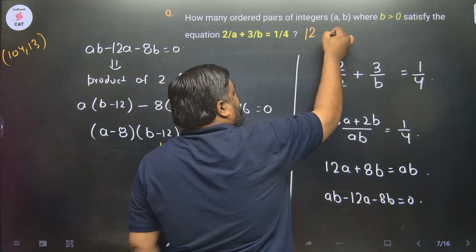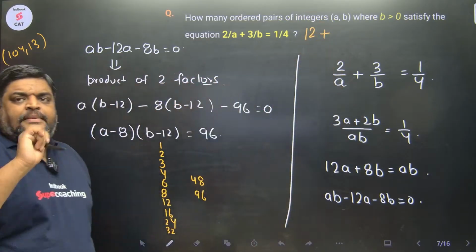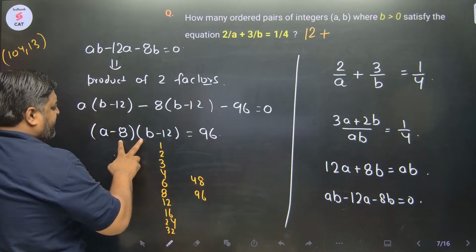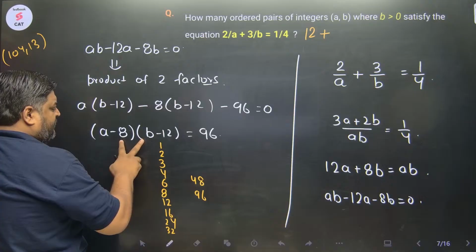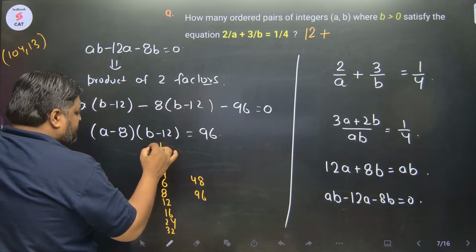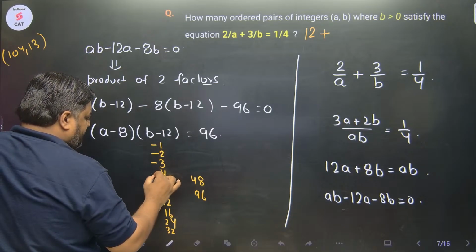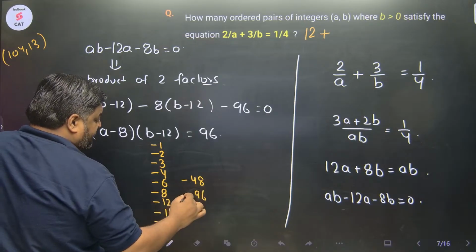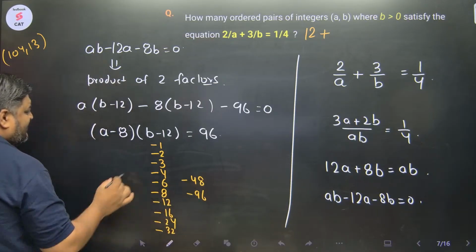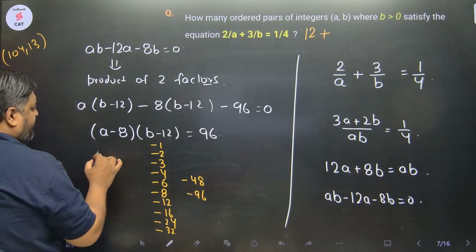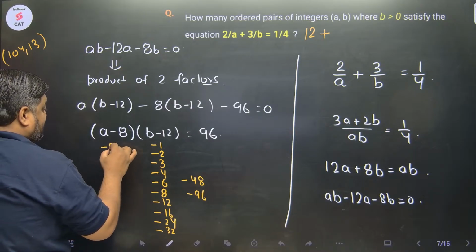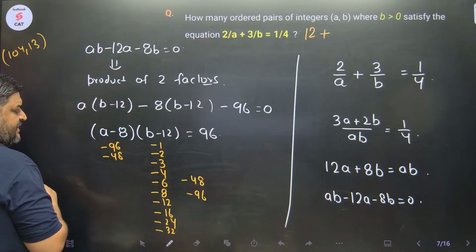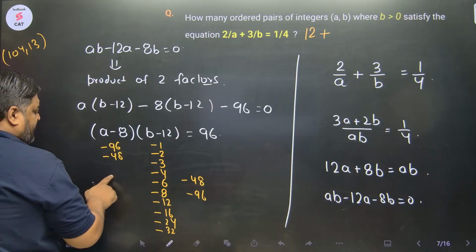There are still more pairs. Now, both of these factors could be negative as well. Negative into negative is positive. So b minus 12 could be minus 1, minus 2, minus 3, minus 4, minus 6, minus 8, minus 12, minus 16, minus 24, minus 32, minus 48, minus 96. In that case, a would be minus 96 here, minus 48 here, and so on. Both of them negative. So guys, now pay attention.